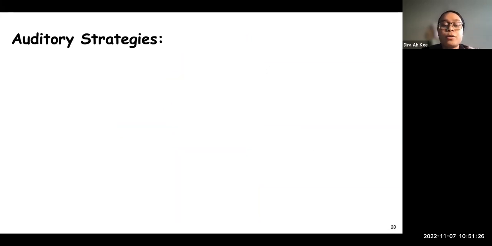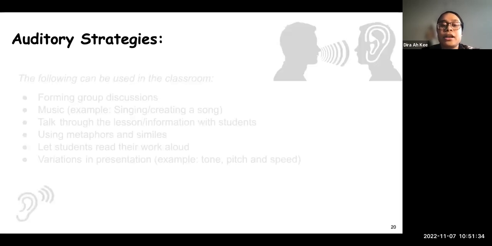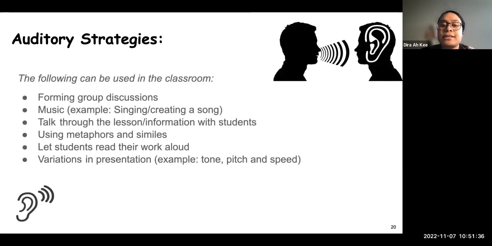Now, what about auditory learners? These students prefer information that is spoken or heard. So some ways to support them in the classroom could include creating group discussions, as this helps students learn from the ideas of others and from their own sharing. You could use songs or even create your own songs that could present information that you want the students to learn. It is important to walk through the information with these students.